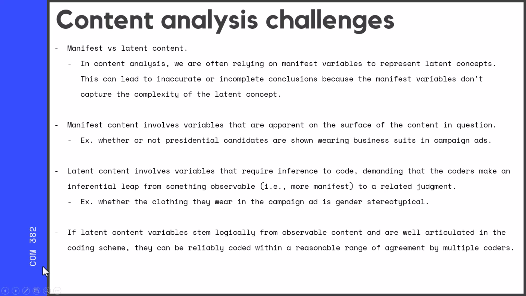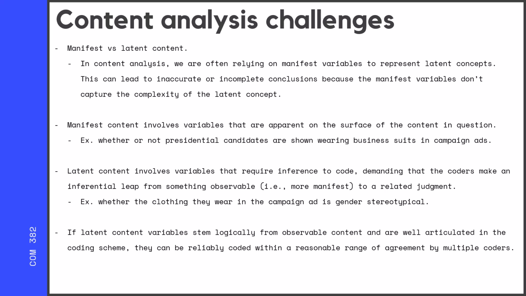Another challenge is this idea of manifest versus latent constructs. We've talked about this before. In content analysis, we're often relying on manifest variables to represent latent concepts. So for example, just because the word body image was in an article, we're representing an idea that is much more than just a word. So this can lead to inaccurate or incomplete conclusions because we're not acknowledging the complexity of a latent concept.